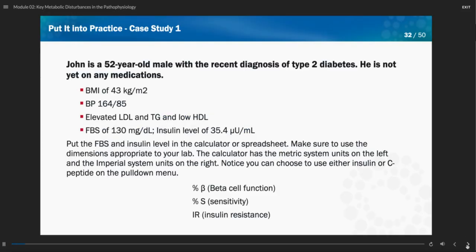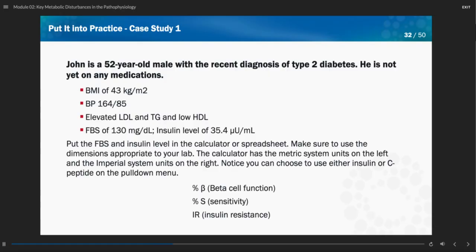Let's put it into practice. John is a 52-year-old male with recent diagnosis of type 2 diabetes. He's not yet on any medications. His BMI is 43. His blood pressure is 164/85. That sounds like there's some kind of metabolic syndrome going on.